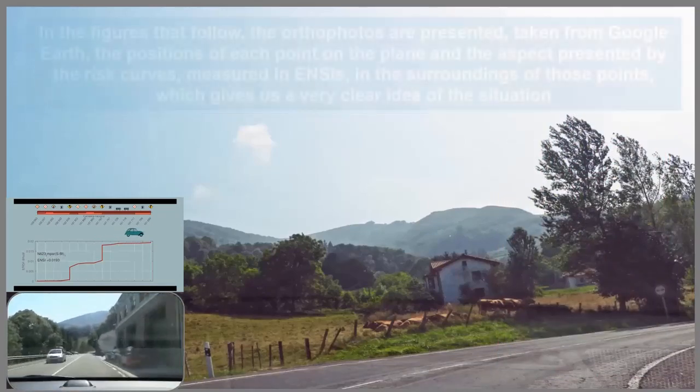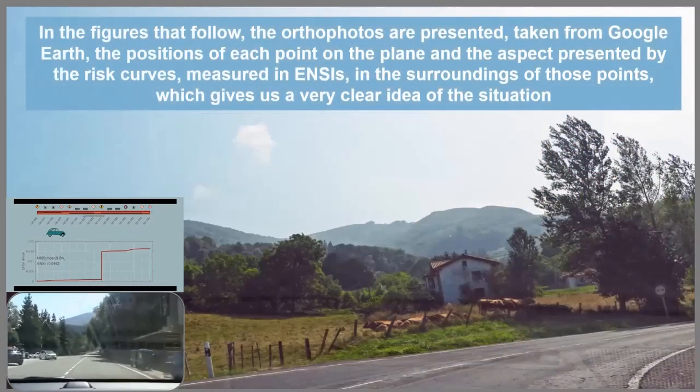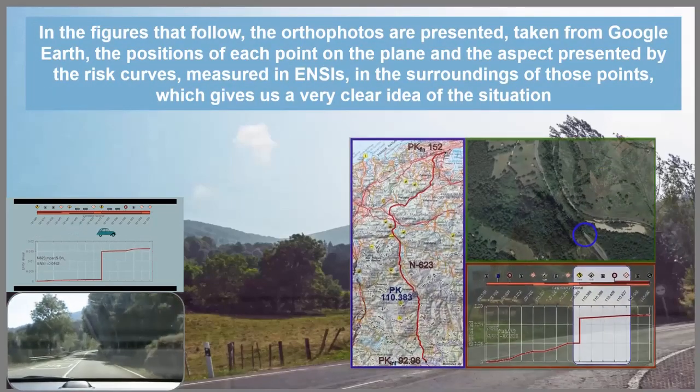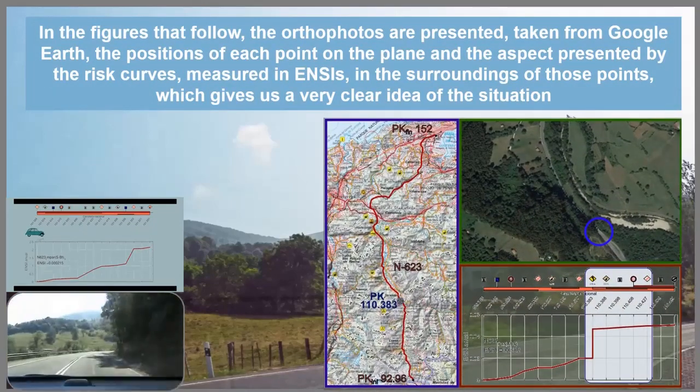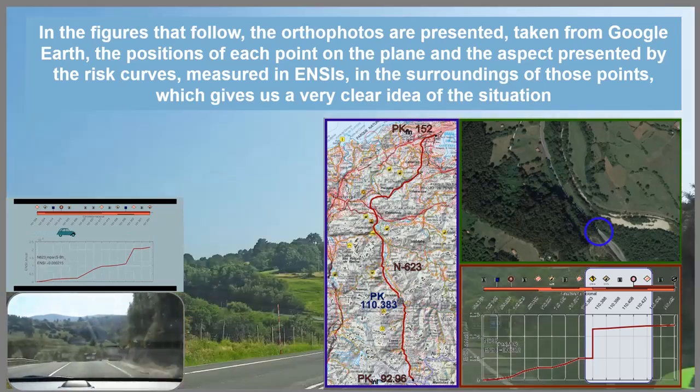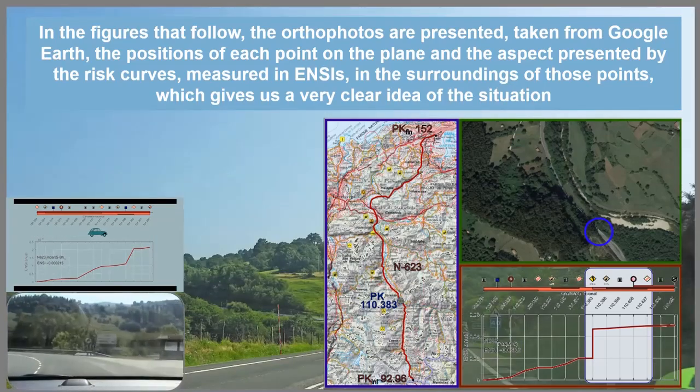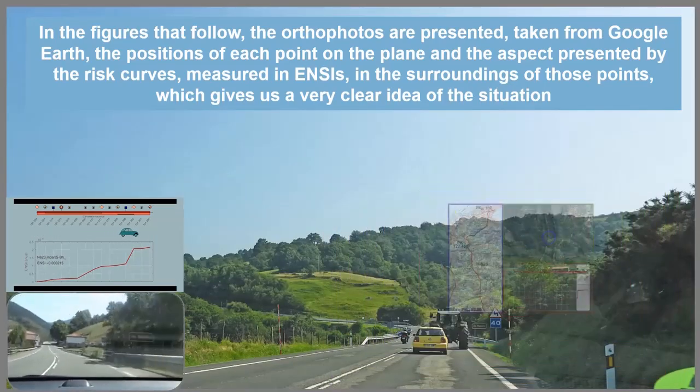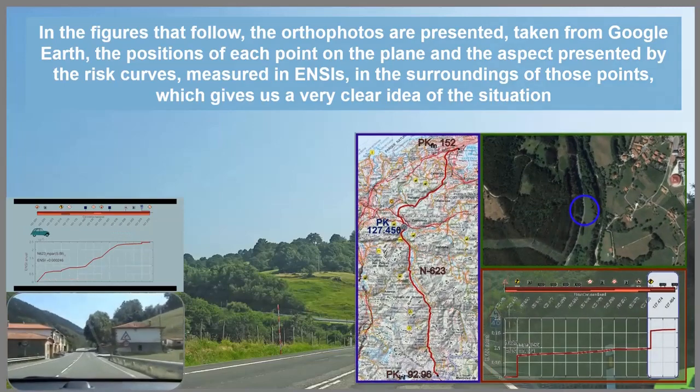In the figures that follow, the orthophotos are presented, taken from Google Earth, the positions of each point on the plane and the aspect presented by the risk curves, measured in ENSIs, in the surroundings of those points, which gives us a very clear idea of the situation.